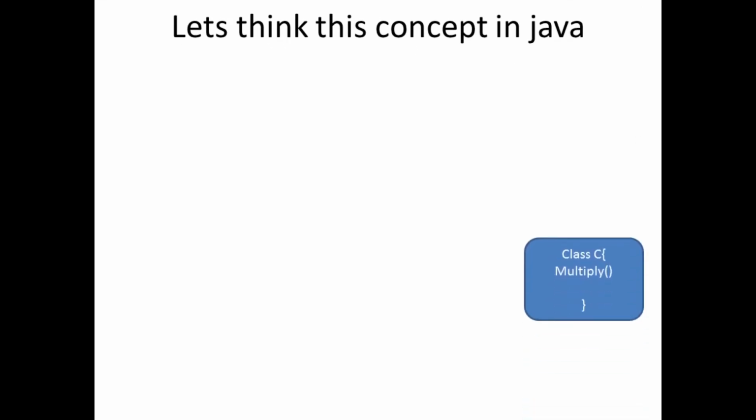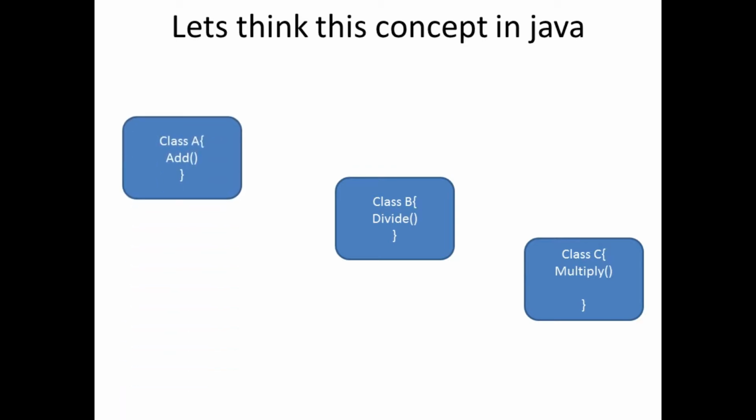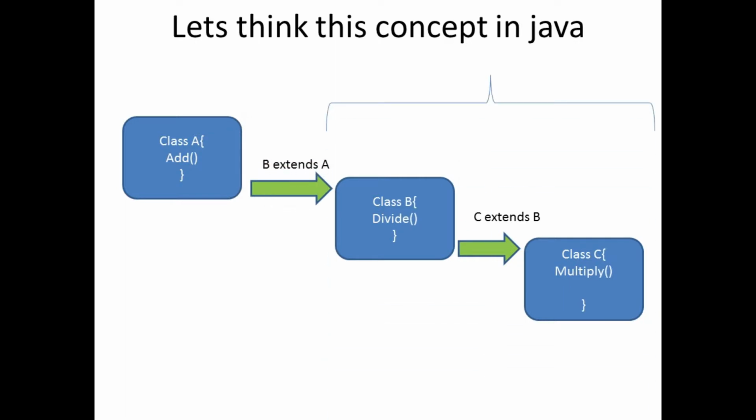Let's think about this concept in Java. We have class C with a multiply method in it, class B with a divide method in it, and class A with an add method in it. When class C extends class B, that means class C is going to acquire the properties of class B, and when class B extends class A, that means class B is going to use the properties which are in class A. So class C extending B is multi-level inheritance, because class C is going to use the method which is in B and also the method which is in A.